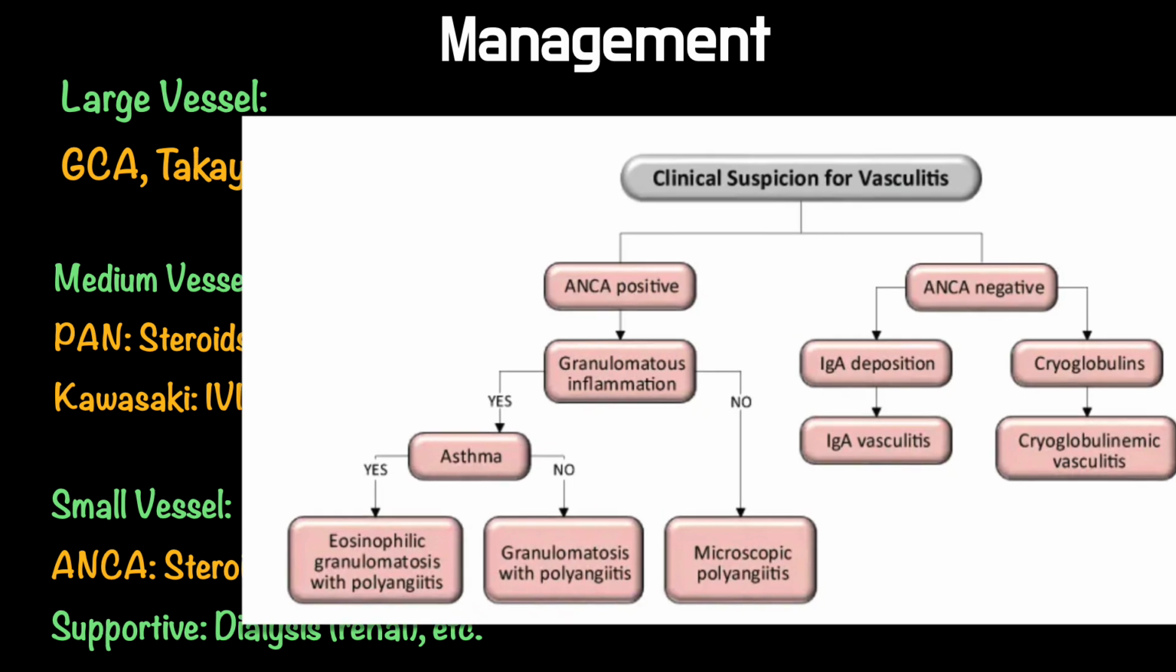So this is the workup for vasculitis, right? If there is a clinical suspicion for vasculitis, you see whether it is ANCA positive or negative. If it is ANCA positive, there can be granulomatous inflammation, or not, right? If there is granulomatous inflammation, you have to look for whether there is asthma or not. If there is asthma, it is eosinophilic granulomatosis with polyangiitis, that is EGPA. And if there is no asthma, that is granulomatosis with polyangiitis, right? If there is absence of granulomatous inflammation, that is microscopic polyangiitis. And in ANCA negative, there can be IgA deposition, that is IgA vasculitis, or cryoglobulins, that is cryoglobulinemic vasculitis, right?